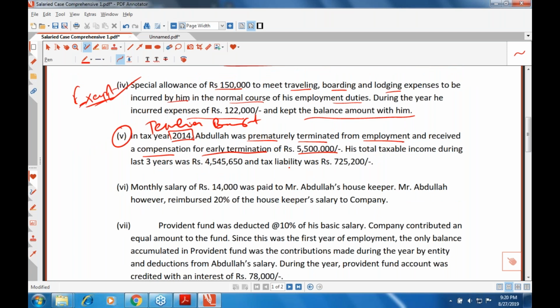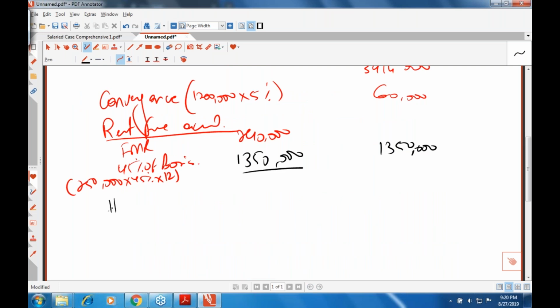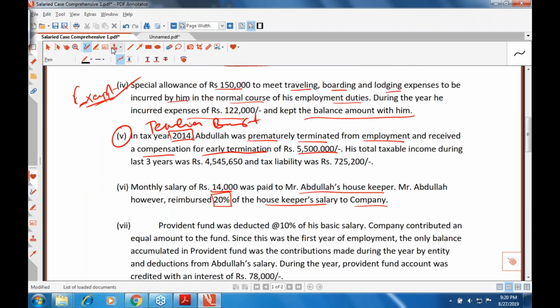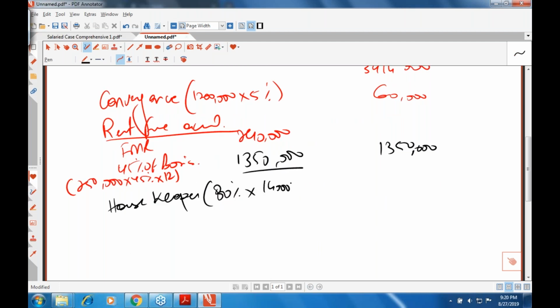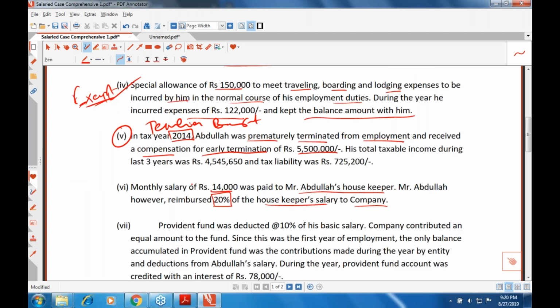He says the monthly salary of 14,000 was paid to Mr. Abdullah's housekeeper. Abdullah, however, reimbursed 20% of the housekeeper's salary to the company. So the housekeeper is also a perquisite that is being given to him. So 80% of the housekeeper's salary is going to be included in the salary, which is 80% into 14,000 into 12. So this gives you 134,400. Now what next is there?